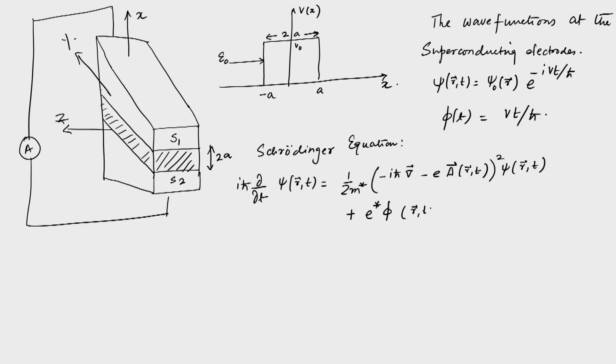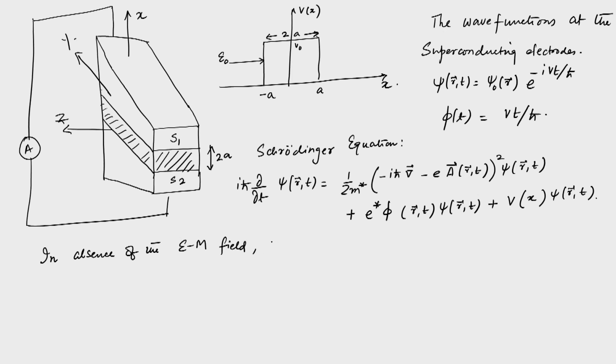So this is the r, t dependence of psi of r, t, and we will finally write it for a barrier, so this is V of x psi of r, t. Okay. And in this particular case, of course, V of x is equal to a constant. So in the absence of the EM field, just switching it off now, and writing down the time independent equation.